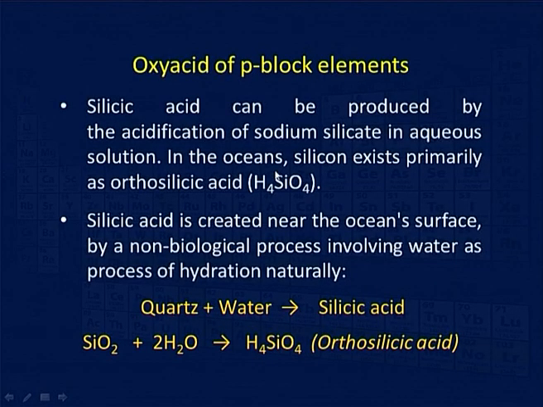Silicic acid can be produced by the acidification of sodium silicate in aqueous solution. In the ocean, silicon exists primarily as orthosilicic acid, H4SiO4, naturally. Silicic acid is created near the ocean surface by a non-biological process involving water. It is a natural process where quartz and water combine to form silicic acid, and here the silica in the presence of water is converted to orthosilicic acid.